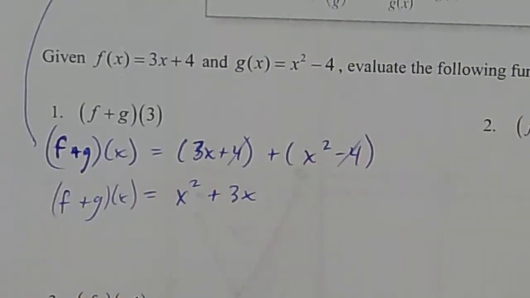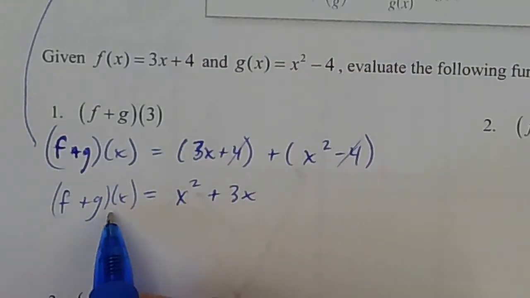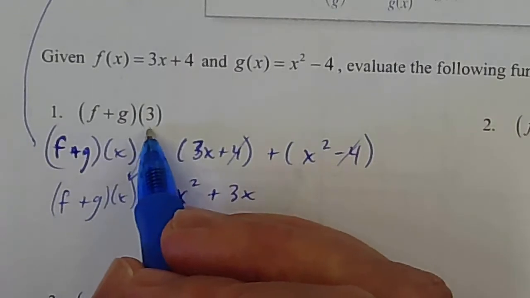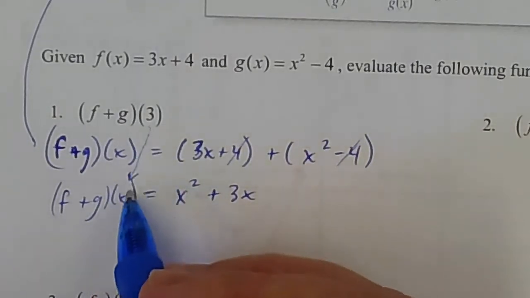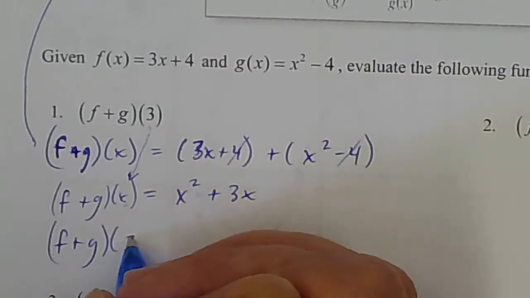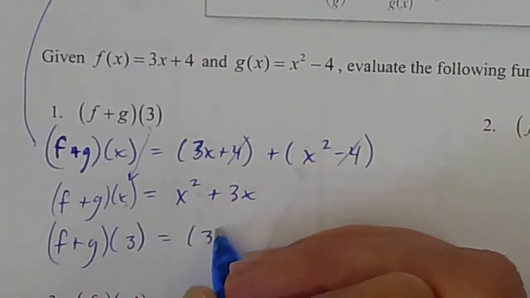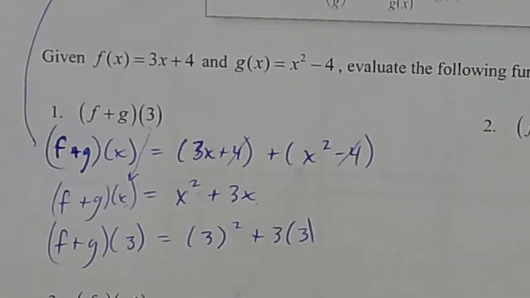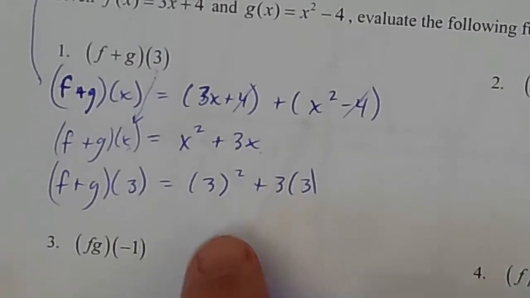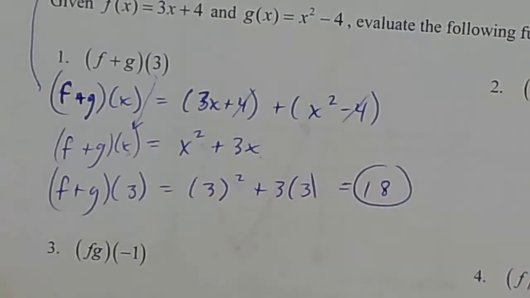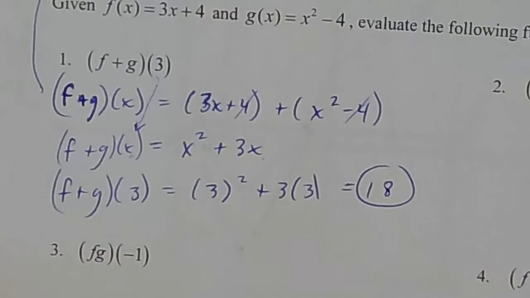Okay. All right, now that we have the sum function, no matter what input value they give us, now we know just to plug in that for x. So 3 is going to go in here. So f plus g evaluated with 3 is 3 squared plus 3 times 3. So it gives us 9 plus 9. We get 18 for the answer.